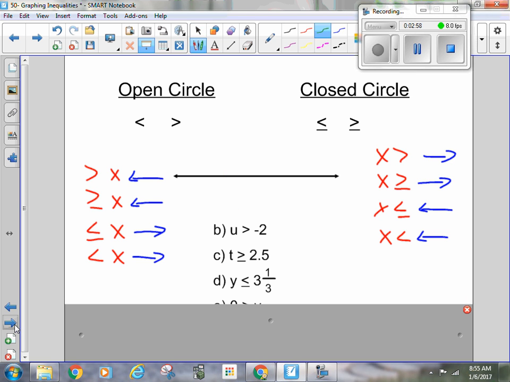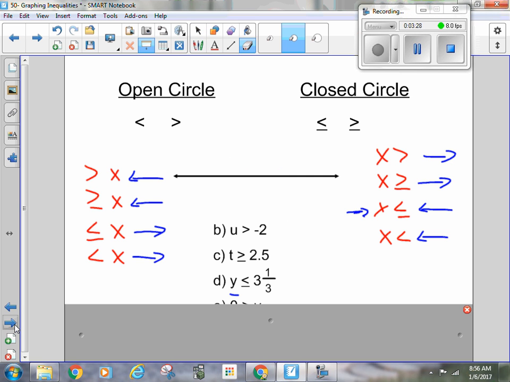D, y is less than or equal to 3 1/3. So we have 3, and then 1, 2, and then 4. Okay, 1/3 is going to happen here, and it's a closed circle because it's equal to. Okay, so my variable is on my left side, so I'm going to be shading to the, let's see here. I want to make sure I got the inequality right. We're going to shade to the left. It's less than, so it's the same direction as the arrow.